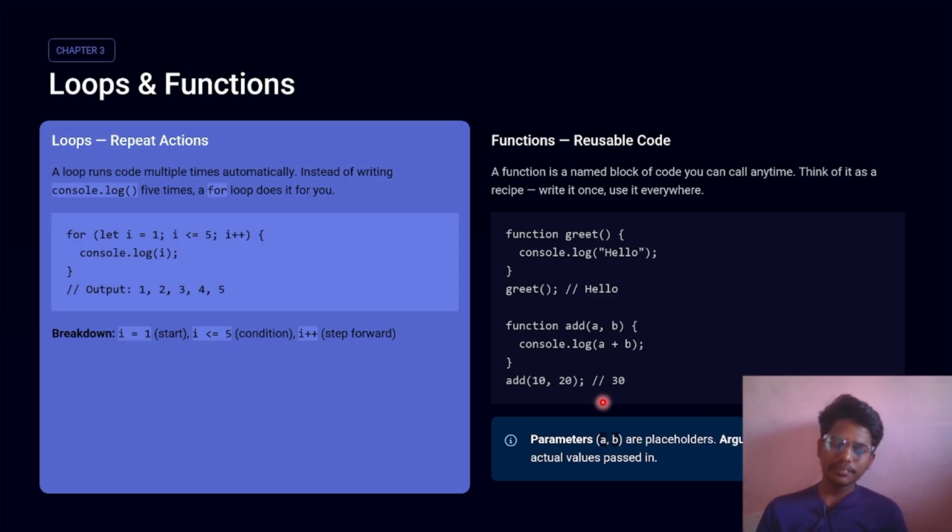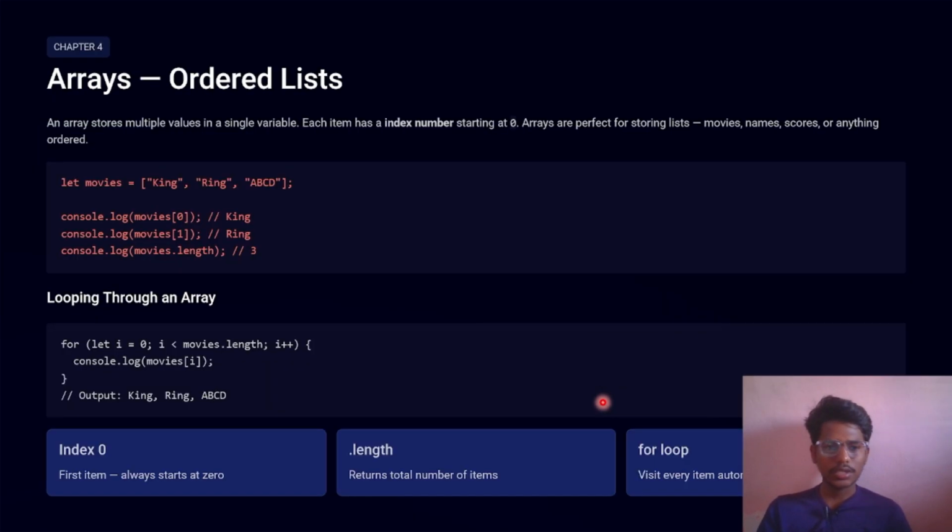Okay, understand? Let's go to the next slide. Arrays, ordered list. An array is nothing but something that can store multiple values in a single variable. Each item has a specific index number, starting with 0. Arrays are perfect for storing lists, movie names, scores, or anything ordered.